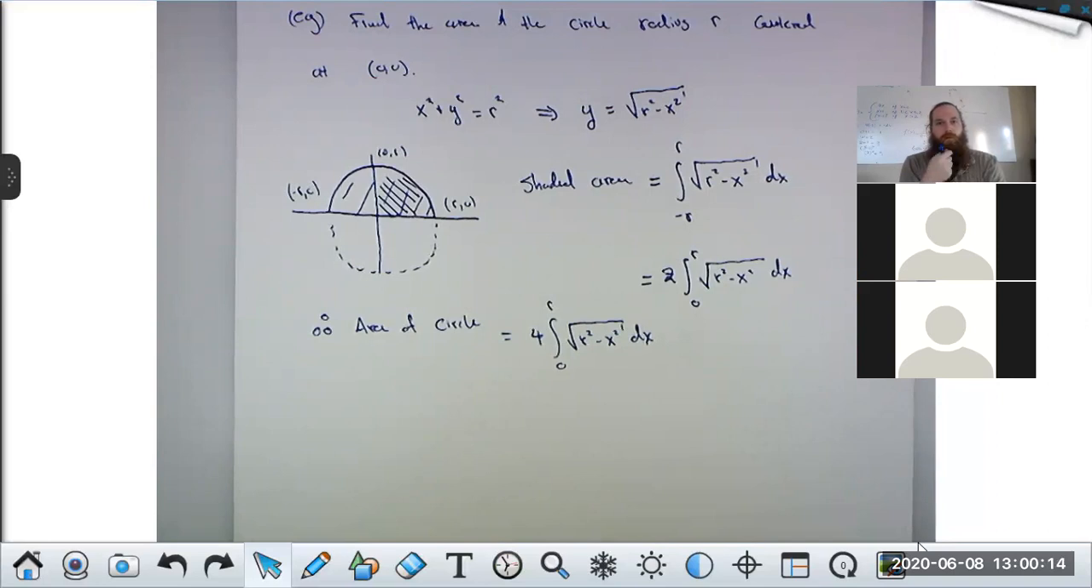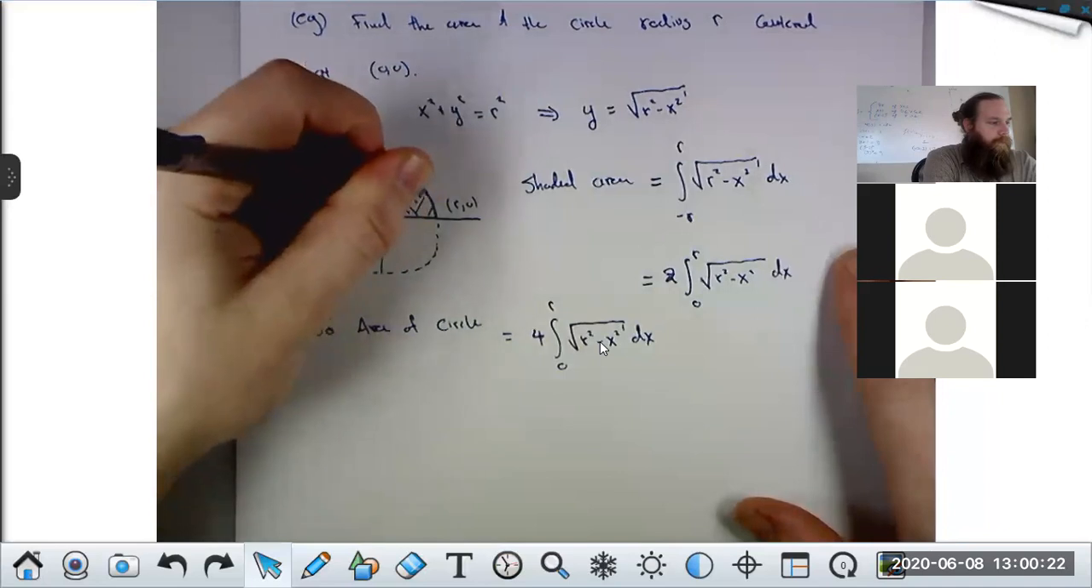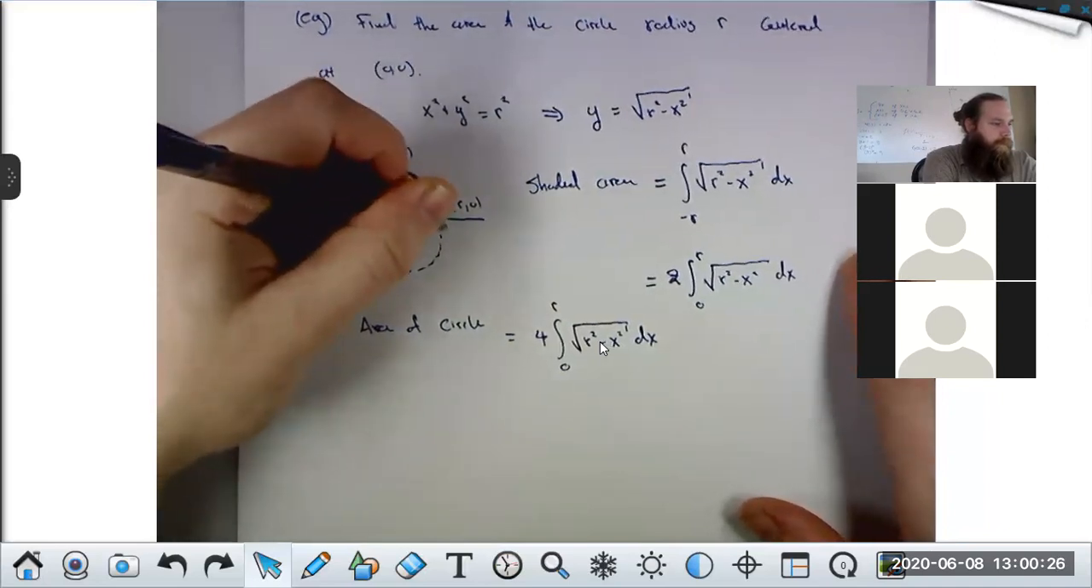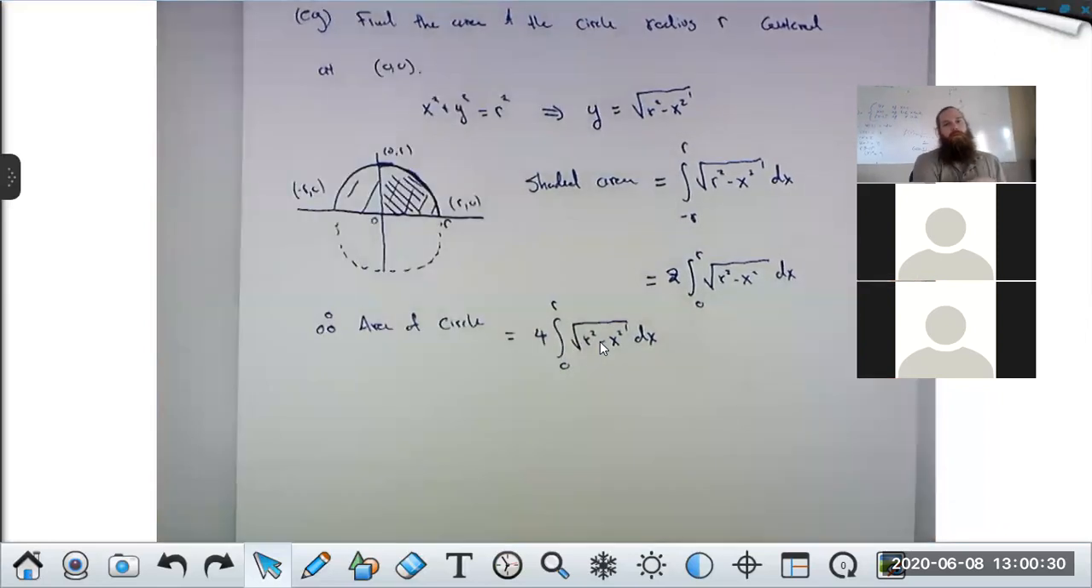Yeah, so Caesar, good question. Why the 4? The integral there is the integral of this function, the square root of r squared minus x squared, taken from 0 to r. And that's exactly 1/4 of the circle. The circle has this symmetry. So it's like I've sliced the circle into 4. It was easy to find a representation of that area as an integral. So I multiply that by 4 and I get the whole thing.